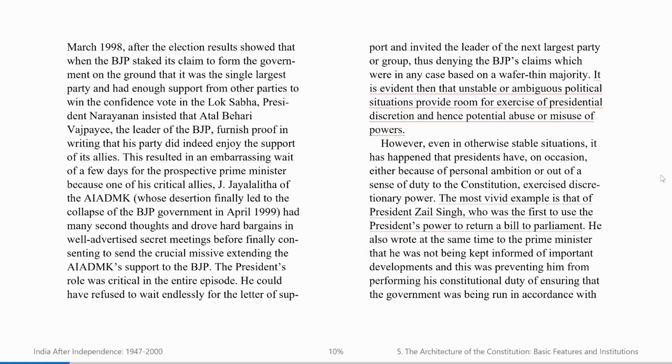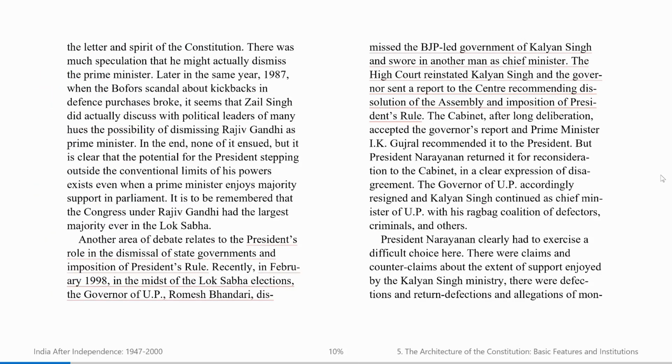And this was also done during the Atal Bihari Vajpayee era, where President Narayanan insisted that he furnish proof in writing that his party did enjoy the support of his allies, right? The other example, obviously, is that the president on occasion, out of personal ambition or out of a sense of duty to the constitution, has exercised discretionary power. The most interesting example is President Zail Singh, who was the first to use the president's power to return a bill to parliament, right? And it was also mentioned that maybe he even tried to discuss with political leaders the possibility of dismissing Rajiv Gandhi as prime minister after the Bofors scandal.